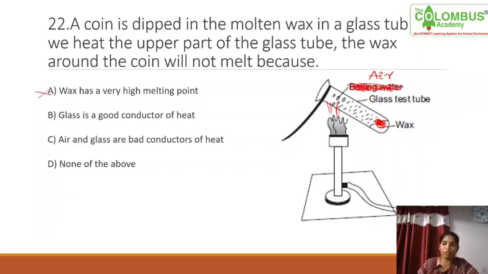So option A is wrong. Glass is a good conductor of heat? No, it's a bad conductor of heat. Air and glass are bad conductors of heat. Yes, your option is C. If you are heating the glass tube at the top end, it's a bad conductor of heat. It will not allow the heat to pass through it. So even air will not allow, even glass will not allow. So wax will not melt. If wax is not melting, how will the wax around the coin melt? So what is the answer? Air and glass are bad conductors of heat.